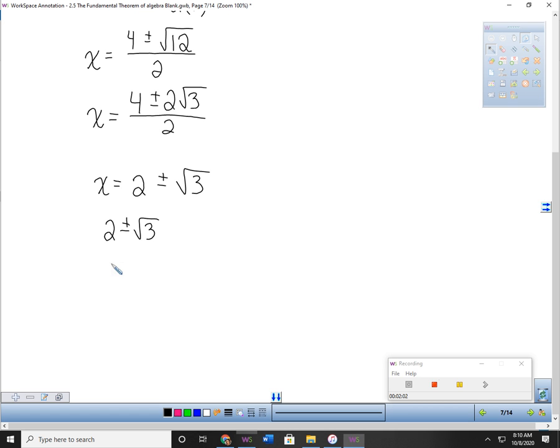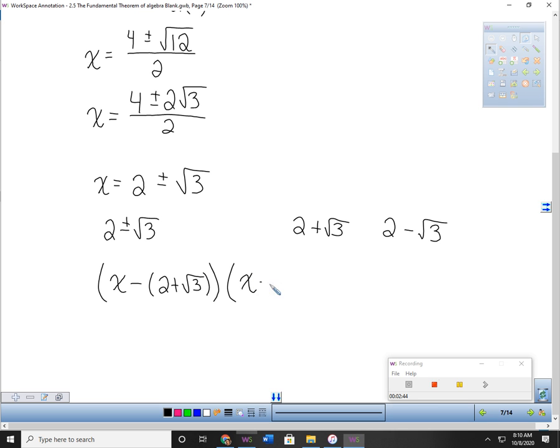And then I have to write that as a product of linear factors. So here's where we have to do a little bit of thought here. If I change the sign, this is 2 separate things. I have a 2 plus the square root of 3, and then I have a 2 minus the square root of 3. So you have to think about this as it's like x minus all of this. And then x minus all of the other one.